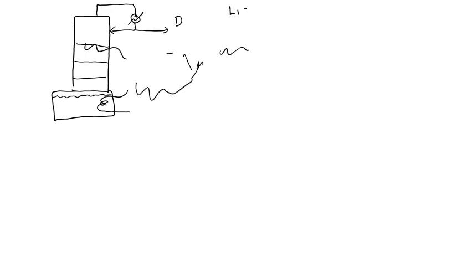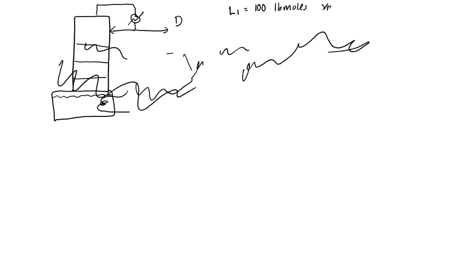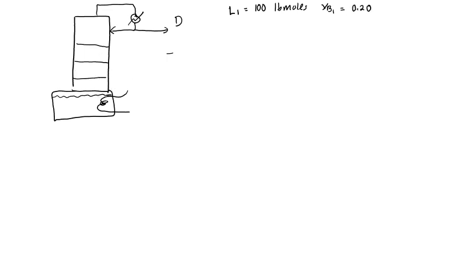Right, so you have a distillation column where you have 3 plates in the column and a still or a reboiler. So this is your reboiler. So you have 3 plates inside the column. Then your vapor phase is condensed and returned to the column as reflux, and some is withdrawn as a distillate D. So you started with 100 pound moles of liquid. So L1 is 100 pound moles. And XB1, initial XB is 0.20 because you started with 20% ethanol.